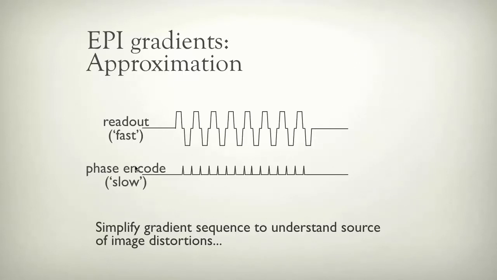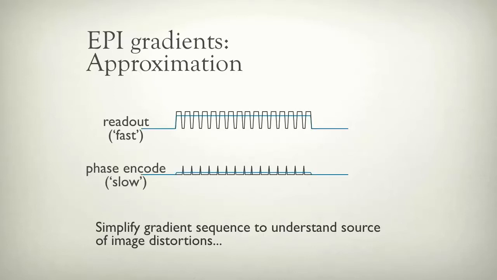So let's approximate these gradients to try to understand where these artifacts come from. The first thing I'm going to do is ignore the fact that some of these readouts are negative gradients and some are positive, and just make them all positive. It makes our lives simpler. And then let's just time average them. Let's not worry about the fact that these things are changing over time, because what we need to worry about is how these gradients behave over the long duration of the readout.